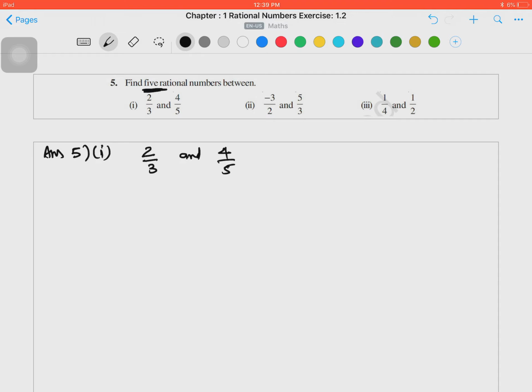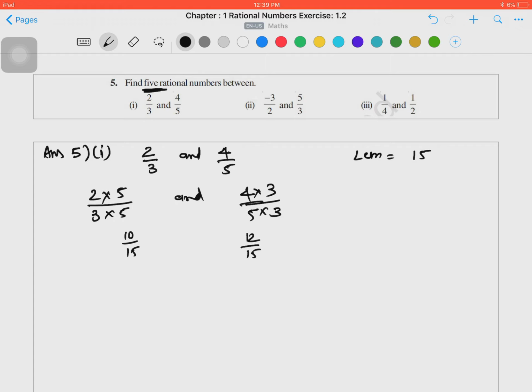In each case we have to find 5 rational numbers. Okay, so first take the LCM of 3 and 5, that will be 15. So I have to make the denominator same, so that means you will multiply 2 by 3 by 5 in denominator and also 5 in numerator. Similarly for second number, we have 4 by 5, so multiply 3 here numerator and 3 in the denominator. So numbers will become 10 by 15 and 12 by 15.